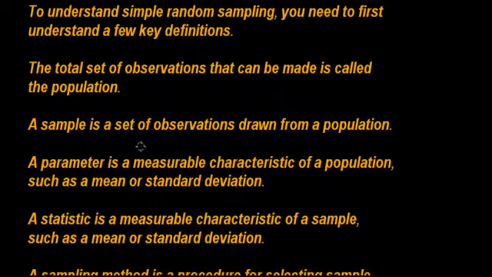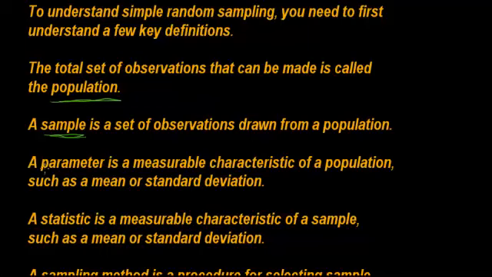So the first being what the population is. A population is our total set of observations that we are going to make our selections from. The sample then is this representative group that we have drawn from the population.